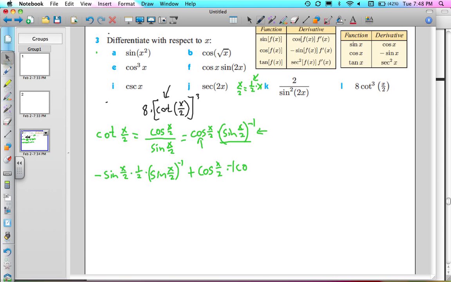negative 1, because remember the chain rule, negative 1 times, oh darn, I already messed up. Let's see. Alrighty, sorry, here we are. Cosine of x over 2. Take the derivative of sine of x over 2 to the negative 1. It's going to be times negative 1, because that comes out to the front, times sine of x over 2.